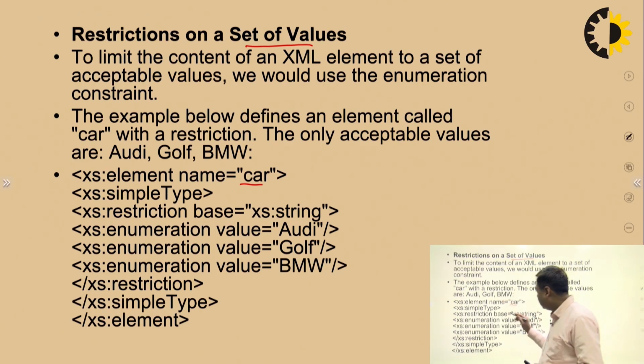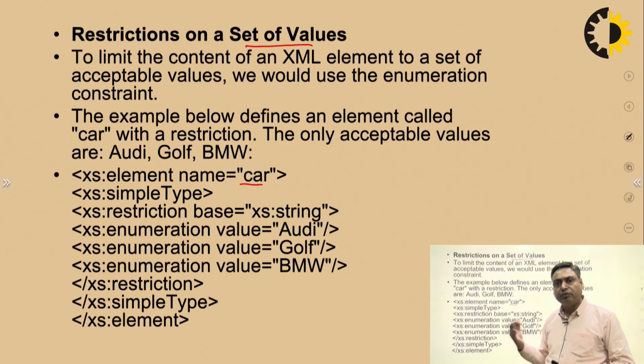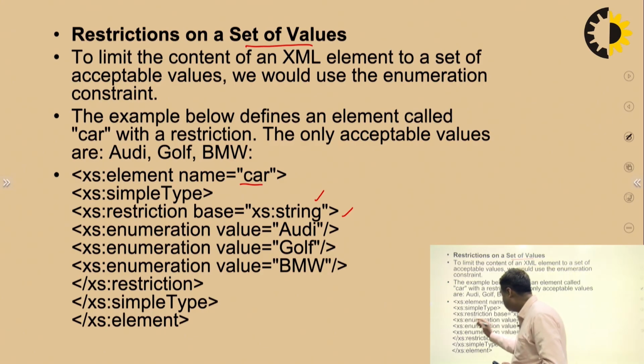Car is defined as a simple type element, and the value that we give to this car element is of type string. So, we put the restriction with base as string. Whatever value we give in the car element is of type string. If we give something other than a string, like an integer value, the car data will be considered invalid. So, this sentence defines the type of value that we give as part of the content of the car element. Now, what is the set? The set is defined as an enumeration.